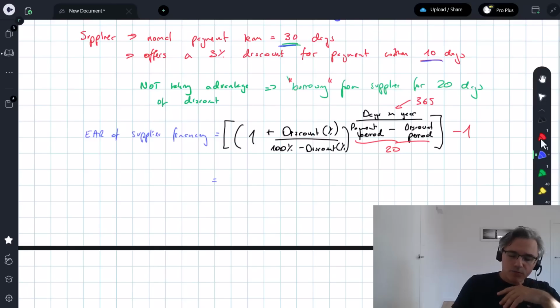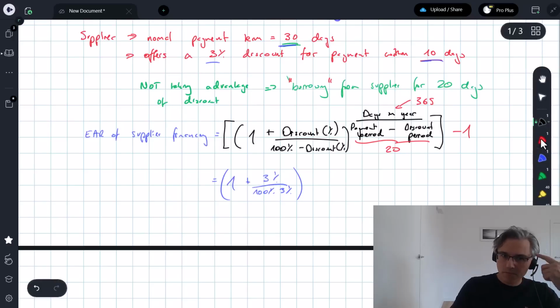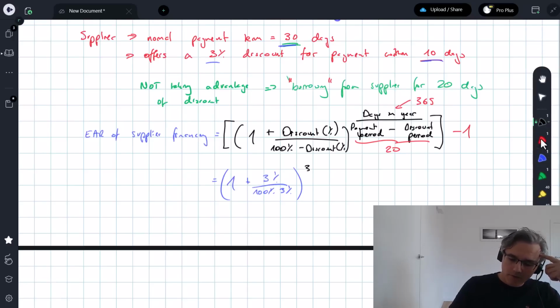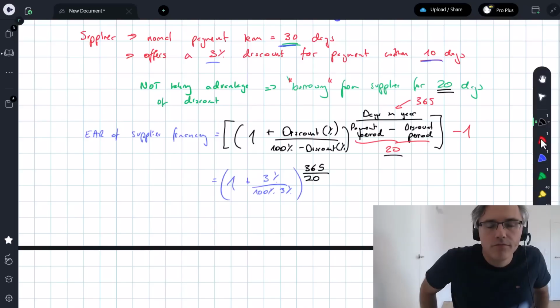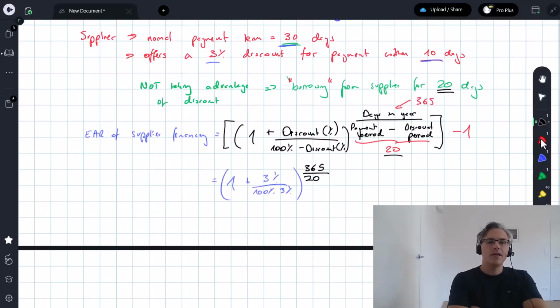Plugging in the numbers now properly, we would have 1 plus the discount is 3%, divided by 100% minus that same 3. So hopefully, that's not so difficult to remember. And now you raise to the power of 365 over 20, like we said, but 20 is the fact that you're allowing, by not paying after 10 days, you're getting some funding from the supplier, but you have to pay for it.